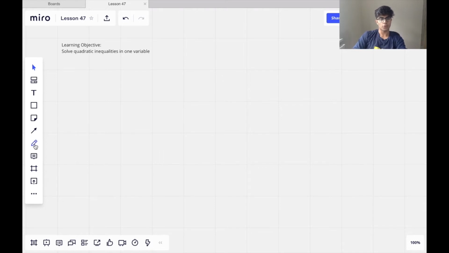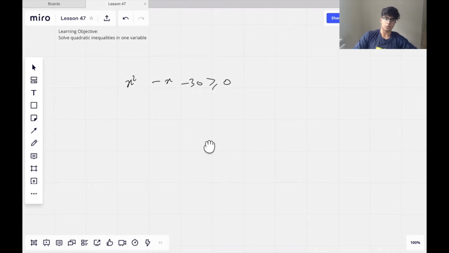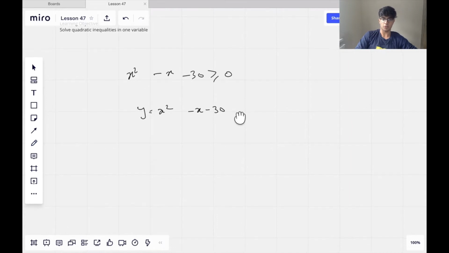So if we're asked to solve the quadratic inequality, say x squared minus x minus 30 is greater than or equal to 0, how might we do that? The first thing, with seeing something like this, is it's a bit hard to visualize. So it might be worthwhile to plot the line y equals x squared minus x minus 30, and we might see a hint.